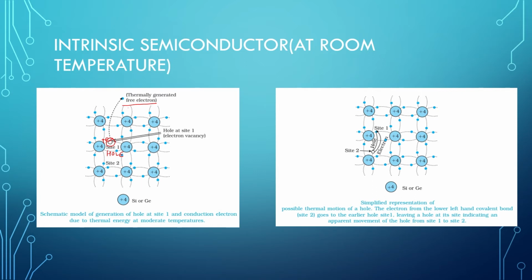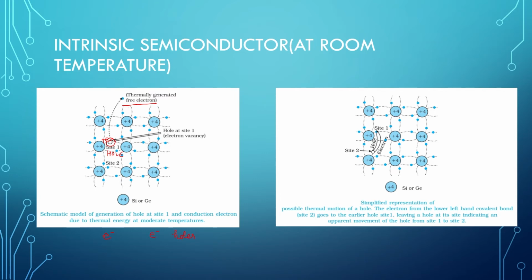Now, the electrons and holes created in this way are called intrinsic charge carriers and are responsible for the unique conductive properties exhibited by the semiconductors. Now, what do we mean by this? See, in case of a conductor, the conduction happens only because of electrons. But in case of semiconductors, the conduction happens because of electrons as well as holes.